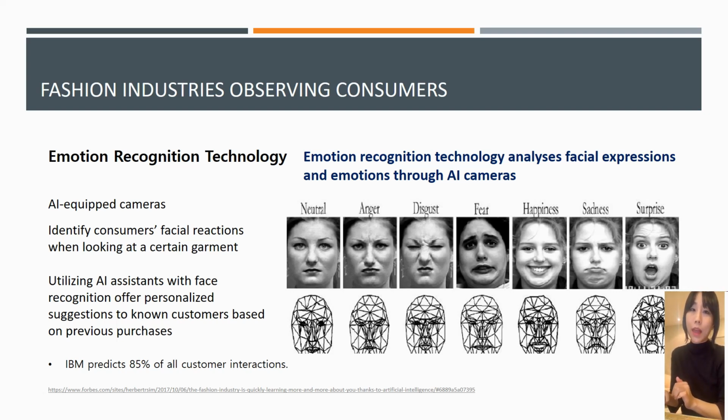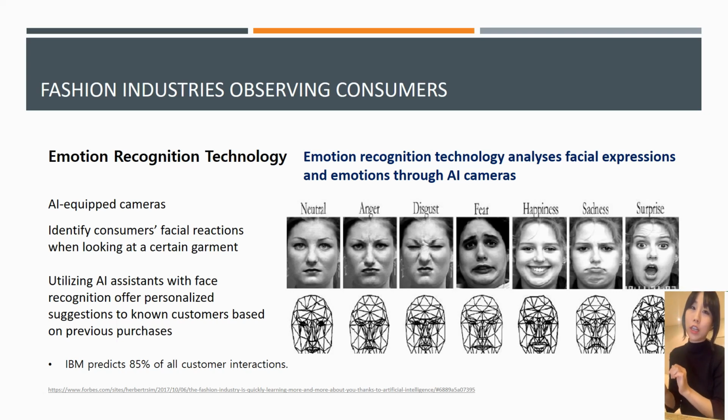So IBM said that they can predict with about 85% accuracy whether you're going to make a purchase or not by just watching your facial expression. Okay, so that is called emotion recognition technology.